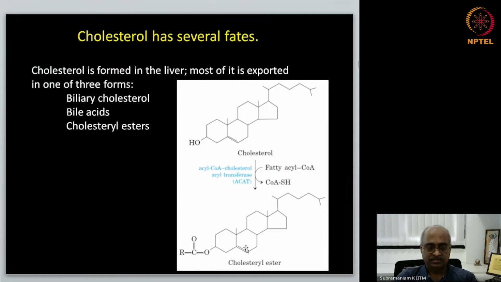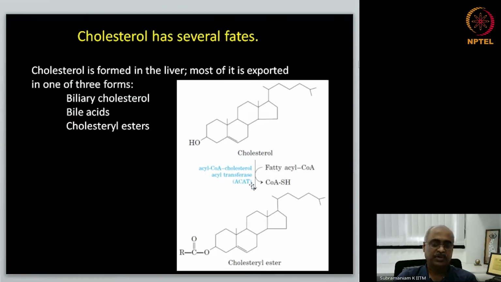And the one more which is not shown here is incorporation into membranes. So cholesterol is an important component of membranes. Then steroid hormone producing glands like adrenal glands as well as testes, ovary, etc. They take up cholesterol and they use it to make those steroid hormones. So these are the fates of cholesterol.